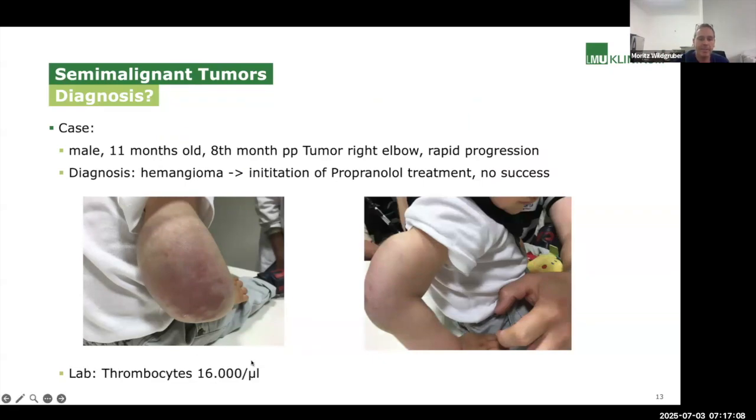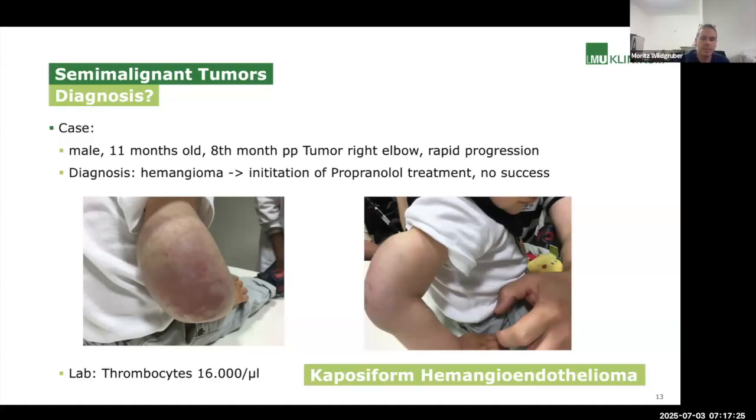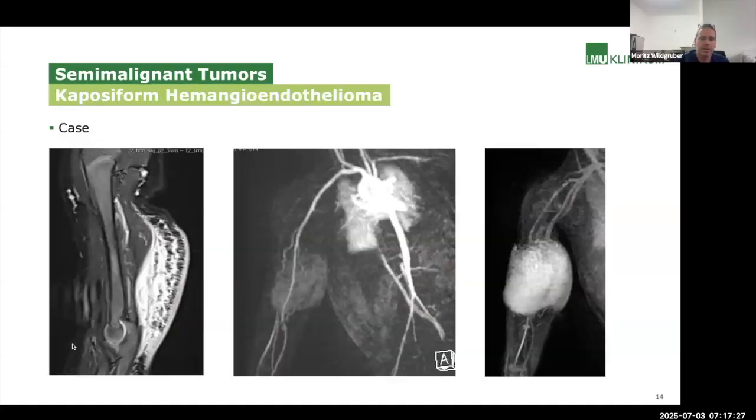And this disease was accompanied by a severe thrombocytopenia. This is a very rare tumor called Kaposiform hemangioendothelioma, where the tumor by itself destroys the thrombocytes, and the children are at risk of bleeding because the thrombocytes are too low. These are the MR images of the kids. So you really see a kind of tumor-like blush.